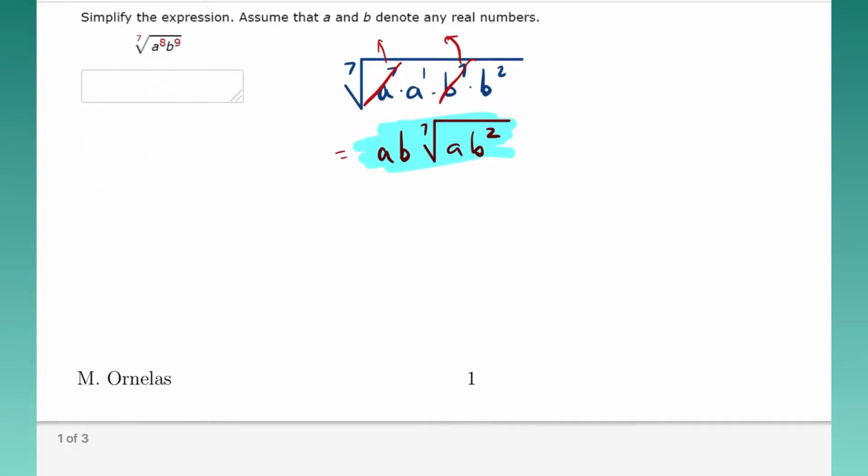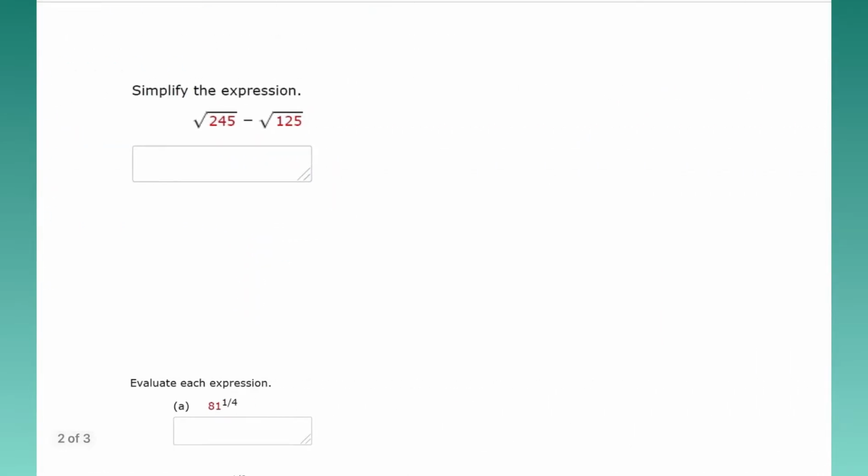All right, let's keep going. Here they want us to simplify this expression. We can't combine these because they're not like radicals. What we need to do is break them up into factors that are perfect squares. So let's think of factors that are perfect squares of 245 and 125. I'm thinking 25. Does 25 go into that is the question, and it does not. So we have to think of a different way to factor 245.